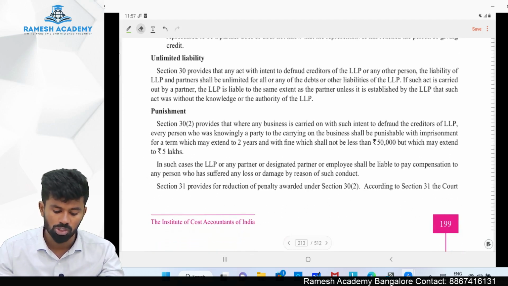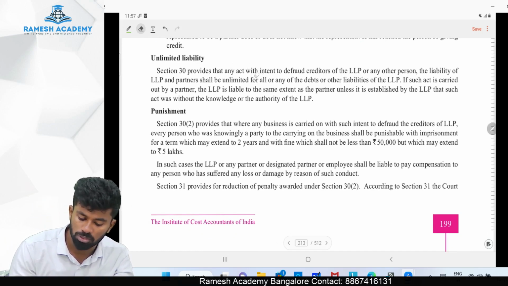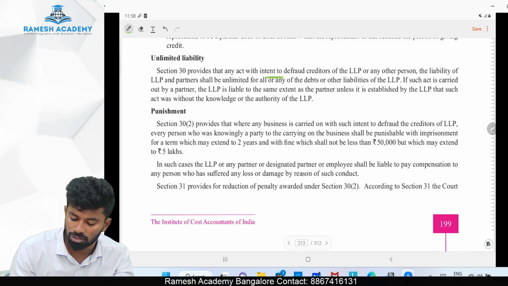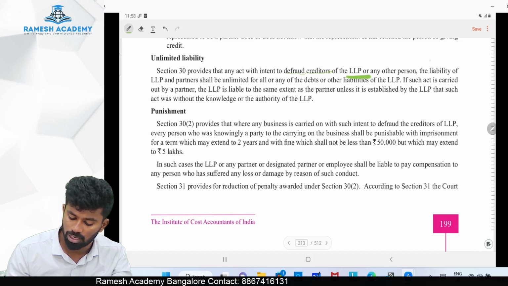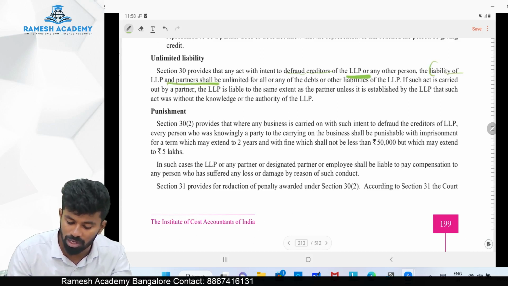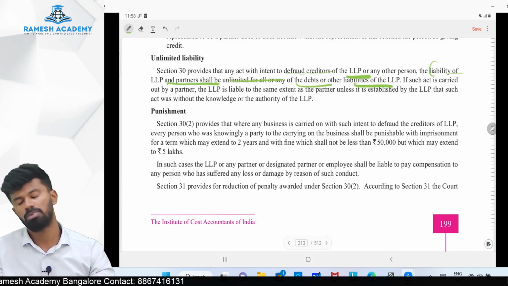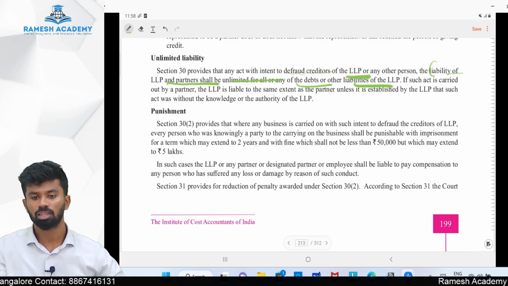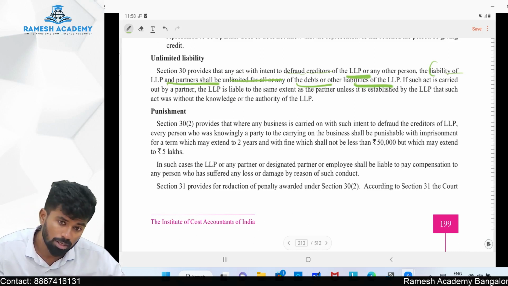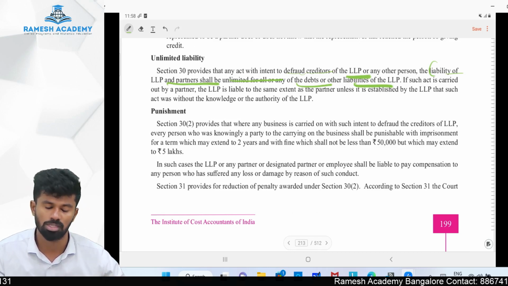Unlimited liability. Generally, the liability of the partners is limited. But where an LLP is formed with the intent to defraud the creditors of the LLP, then the liability of the LLP and its partners shall be unlimited for all or any of the debts or other liabilities of the LLP. If the intention of the LLP is lawful, then the partner is responsible only to the extent of his contribution. That's it.